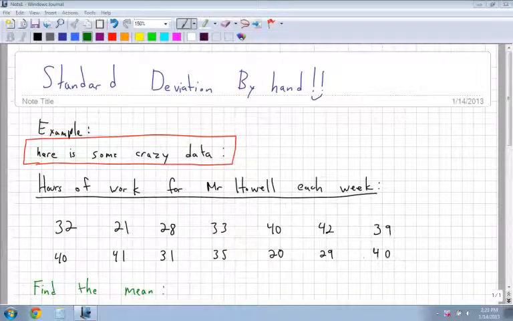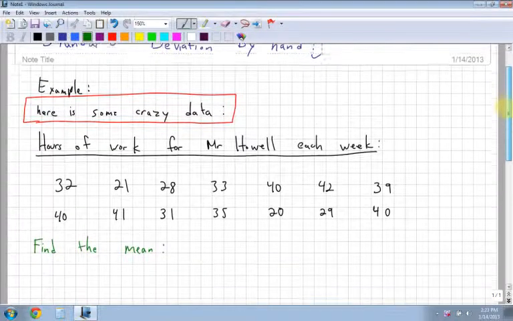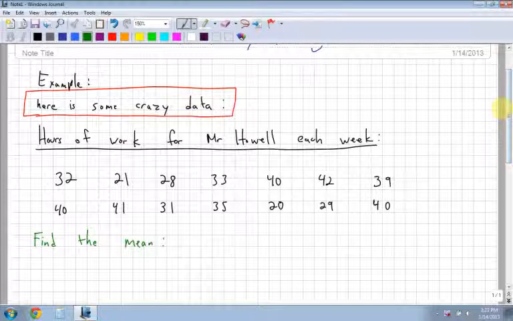All right, so this is an example of finding standard deviation by hand. If you're given a chart, here's some data. These are the hours that I worked. No, these are not accurate, I'm just making these up. But these are the hours that I work each week. So here we have 1, 2, 3, 4, 5, 6, 7... so 14 weeks of work and the number of hours each week.